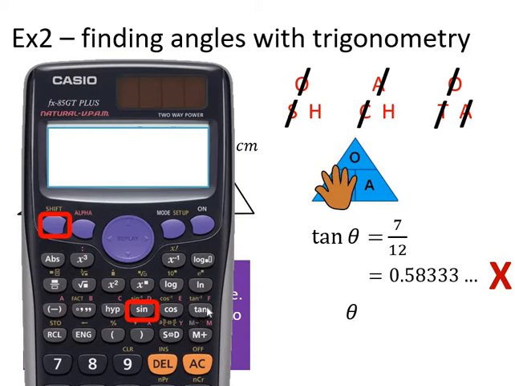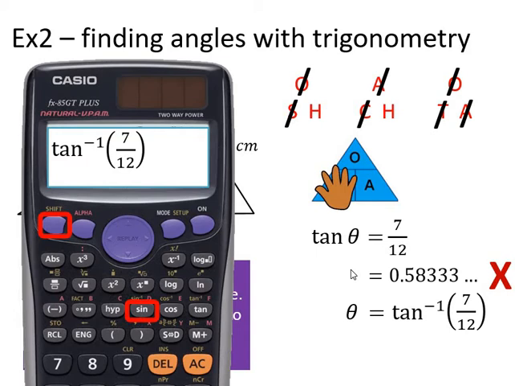So I would be pressing shift and tan, and then this would come up. Okay. And then I'm going to type in 7 over 12. But the inverse tan of 7 over 12 is going to give me this angle here. So 7 over 12, and then I get my answer. My value of my angle is 30.3 degrees to 3 significant figures.